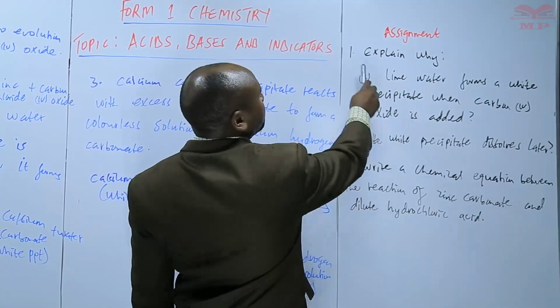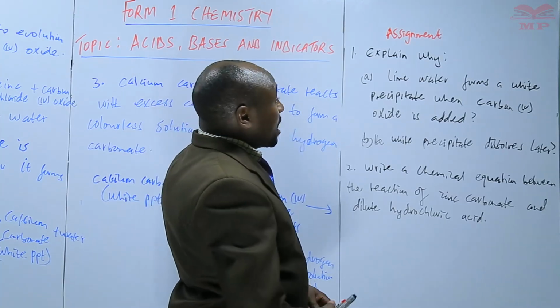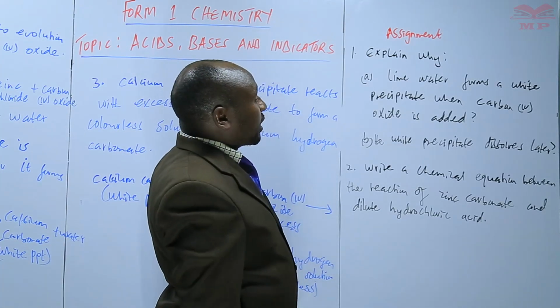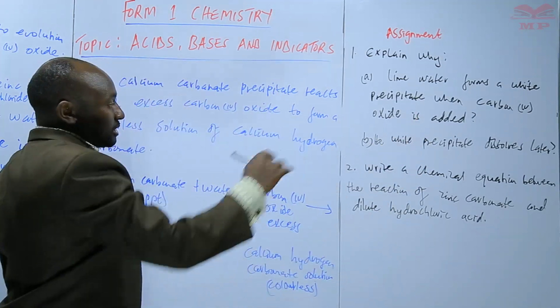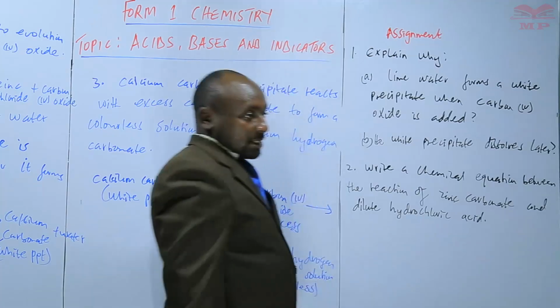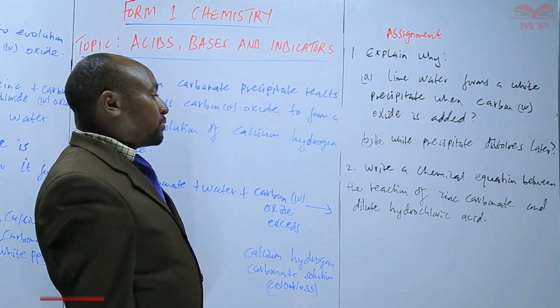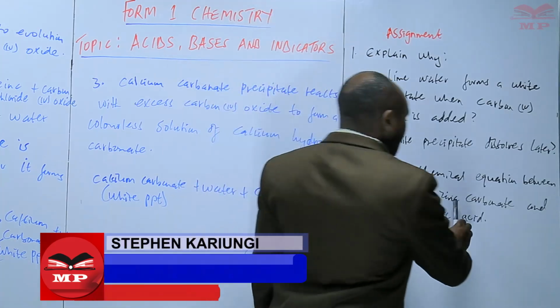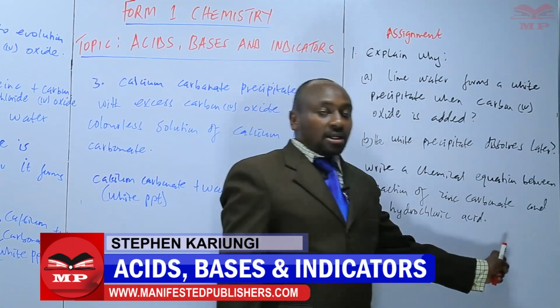So the first question: explain why A, lime water forms a white precipitate when carbon 4 oxide is added, or when the carbon 4 oxide is bubbled. B, the white precipitate dissolves later. Number 2, write a chemical equation for the reaction of zinc carbonate and dilute hydrochloric acid. So you write the equation for that.